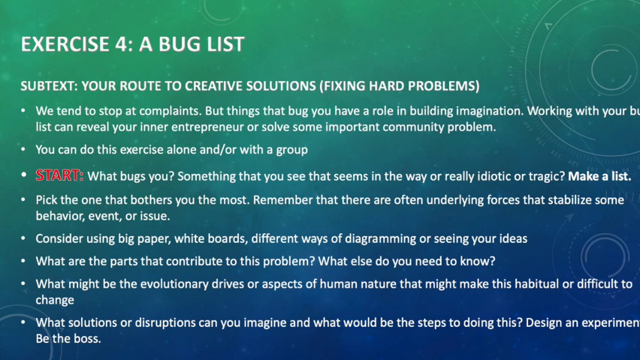I mean, this can be a long-term exercise where you begin to say, well, I would really love to fix homelessness or poverty or my church or the school, whatever. It could be a long-term problem, and you have to begin to ask, what else do I need to know? And also begin to think about what stabilizes this problem. That's like the evolutionary drives, and sometimes the aspects of human nature that might make this habitual or difficult to change. So humans like to form groups, and sometimes that makes it difficult to change hiring mechanisms, for example. So what solutions or disruptions can you imagine?